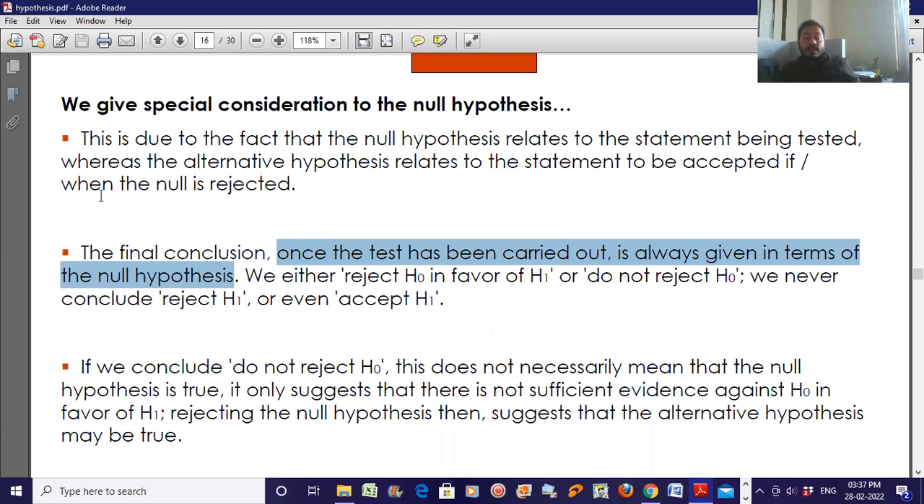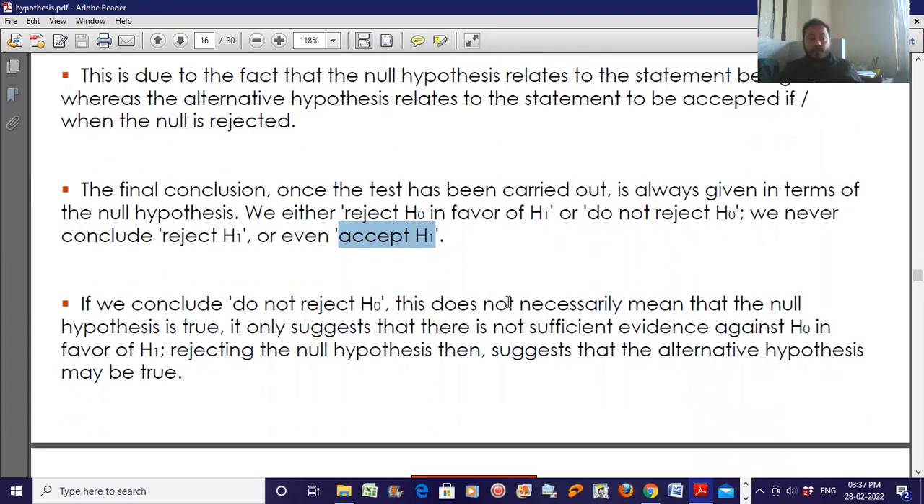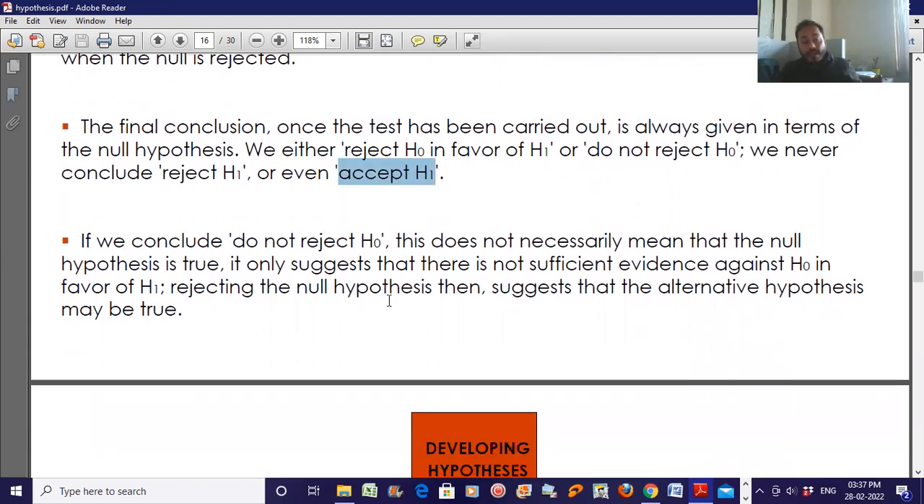ठीक है? So as an MCQ, you may face that reject H0 in favor of H1 or do not reject H0. But can we have like reject H1 or accept H1 directly from that research proposal? The answer will be no. So if we conclude do not reject H0, this does not necessarily mean that the null hypothesis is true, but it only suggests that there is no sufficient evidence against H0 in favor of H1.